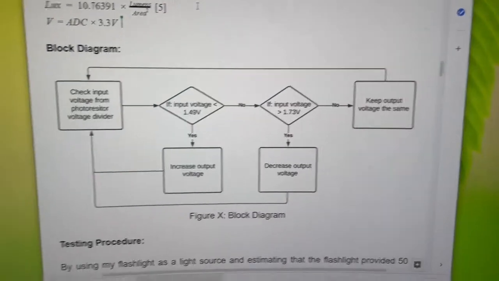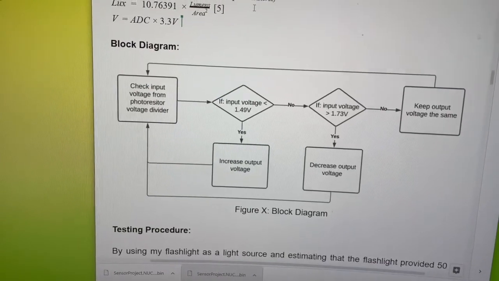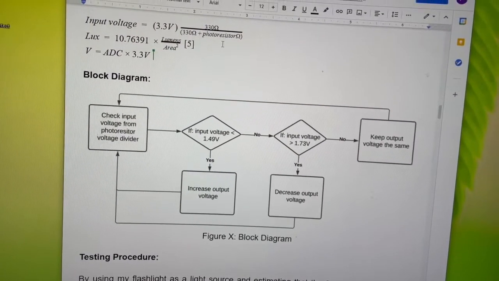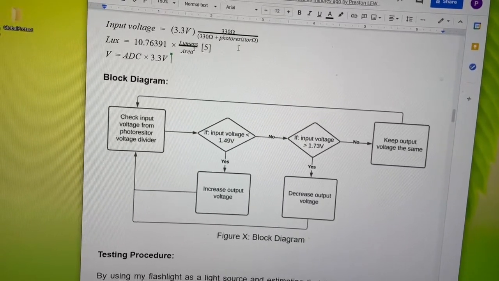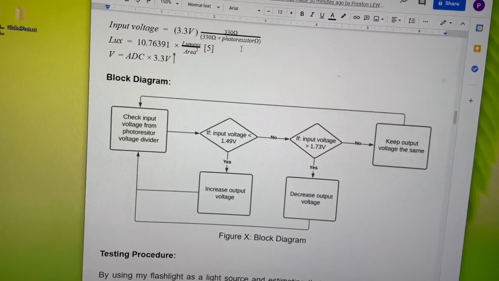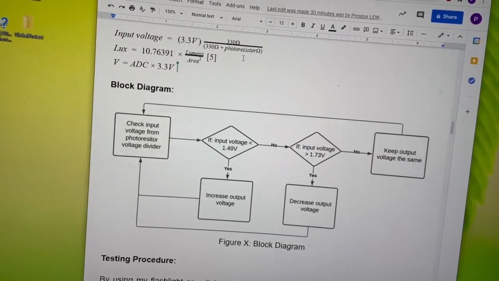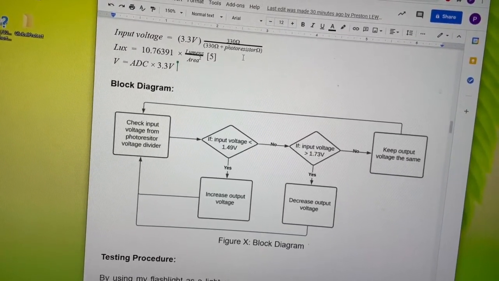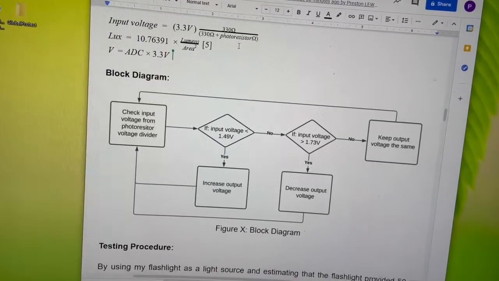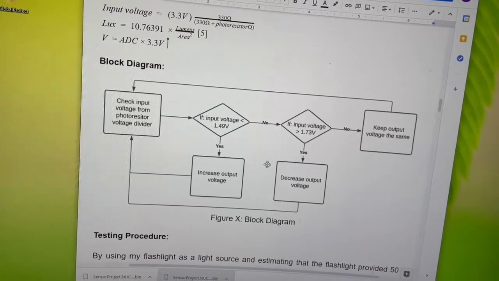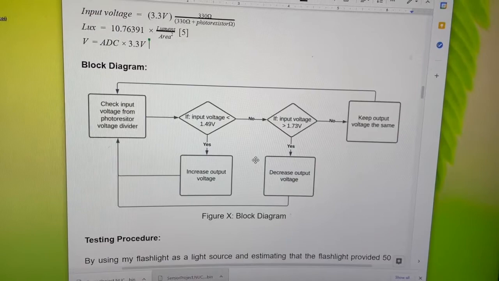To better understand what my code is doing, I'll show you this block diagram. Essentially, my device is trying to optimize the light of the environment for surgical procedures. To do this, I'm using the relationship that my photoresistor will decrease in resistance when the light intensity of the environment increases. For your information, I've done the calculations, and at a brightness of around 600 lux, the input voltage will be around 1.49 V. And for a brightness of 1000 lux, the input voltage will be around 1.73 V.